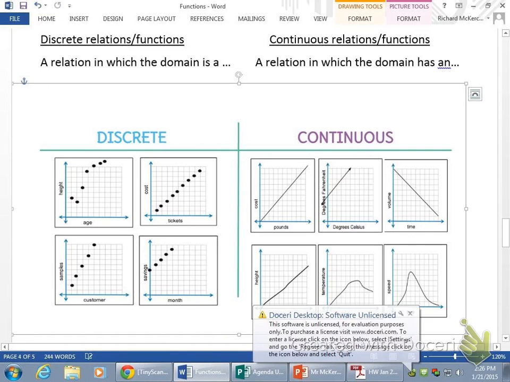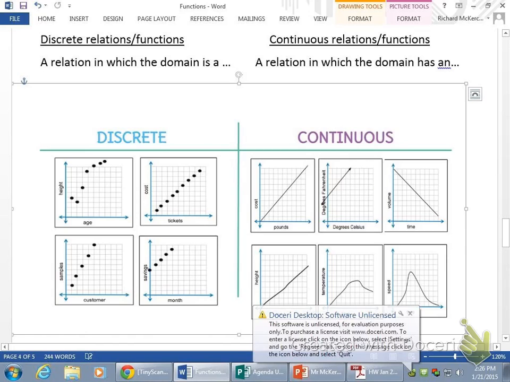Okay, the next thing we talked about with functions is whether they were discrete or continuous. The biggest thing we did was we really just looked at these examples and we said, hey, what's the biggest difference? And the biggest difference is discrete, all these dotted graphs, whereas continuous has a smooth line. They're connected, and that is a huge difference between discrete and continuous. Discrete will be dotted, and continuous will be connected.